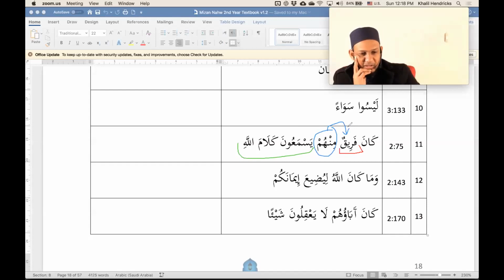Okay, so let's go through quickly together. Kana makes a sentence into past tense, means was or were. Fariqun is the ism kana. Minhum, from them. So fariqun minhum goes together, like one set. What's the khabar about a group from amongst them? They used to yasma'una kalam Allah, they used to listen to the words of Allah. That's the khabar, a jumlatul fi'liyah that takes the place of the khabar.